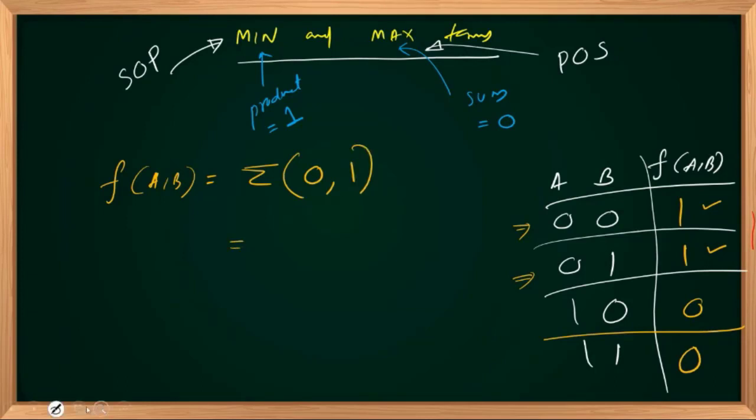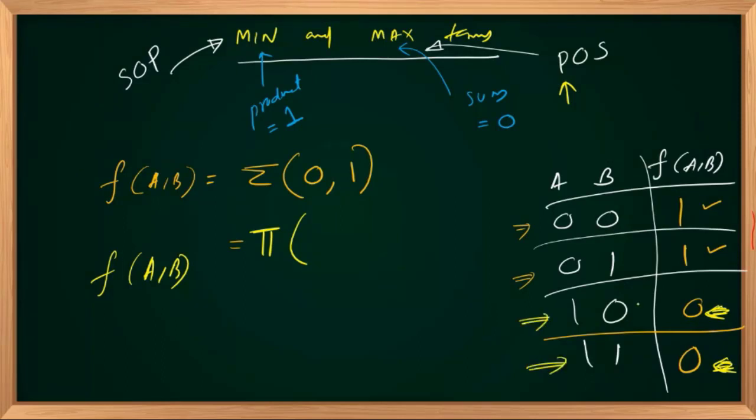The same function can also be expressed using max terms. How to identify max terms? Identify the zeros in the function. The representation of max terms is a product of individual sums, and product is represented by pi. Look at the truth table, this is 0, this is also 0, so these two combinations. The decimal equivalent of the second last combination is 2, and the last combination is 3, so this is pi of 2 comma 3. So we can easily identify min and max terms.